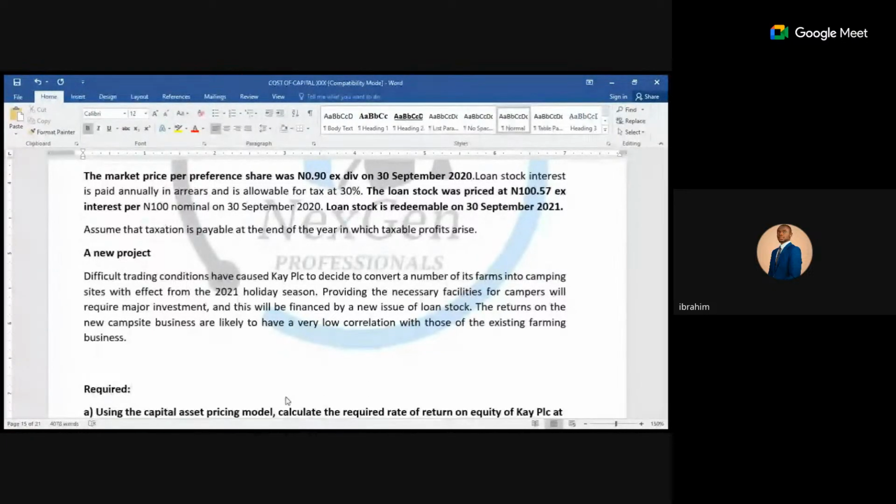That is why the loan stock is redeemable. Oh, they have to go and source for finance for that particular conversion. That is why they say it will be financed by a new issue of loan stock. The returns on the new campsite business, it is a new campsite business, are likely to have a very low correlation with those of the existing farming business. Of course, if it is a new business, you don't expect a new business to just boom like that.